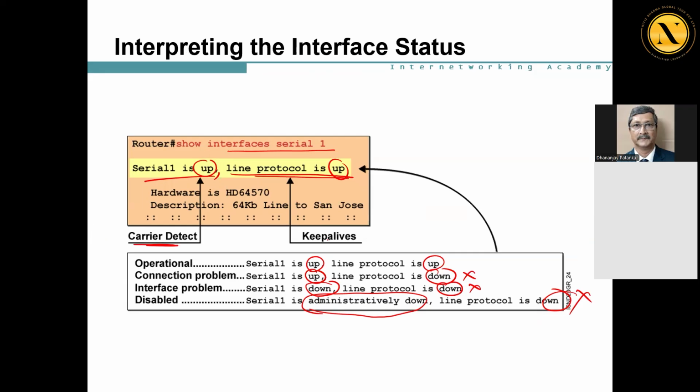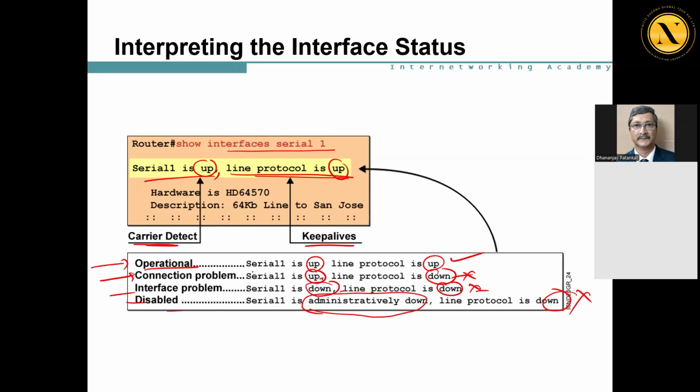Carrier means cable detect. Keepalives means signaling, protocol. Okay. So up and up, they technically call it operational. Very good. Nothing to worry. Data can be sent and received. Connection problem means up and down. Interface problem means down and down.